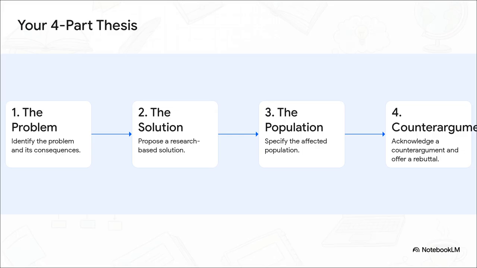First, you state the problem and what's at stake. Second, you propose your solution, backed by research, of course. Third, you get specific about the population this affects. And fourth, and this is what separates the good from the great, you engage with a counter-argument. Acknowledging an opposing view and then explaining why your position is stronger doesn't weaken your thesis. No way. It makes it absolutely bulletproof. Nail these 4 steps, and you've got a killer thesis.